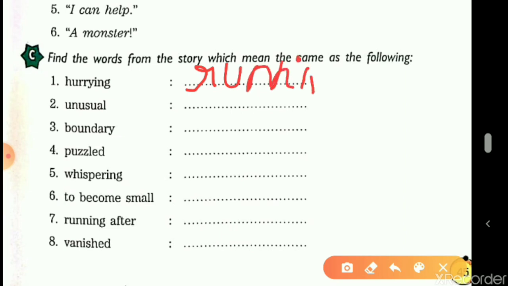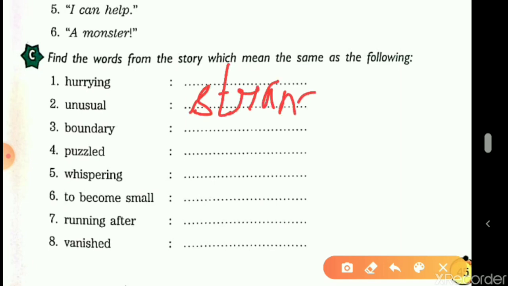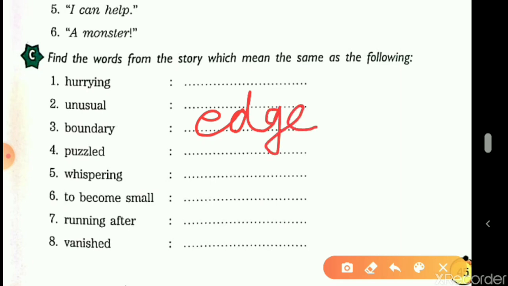Now, children, exercise C. Find the words from the story which mean the same as the following. Children, the first word is hurrying, and for hurrying, the word is running. Second, the word is unusual, and the word for unusual is strange. These are all, children, synonyms, meaning words having the same meaning. Third, boundary. Boundary, children, is edge.